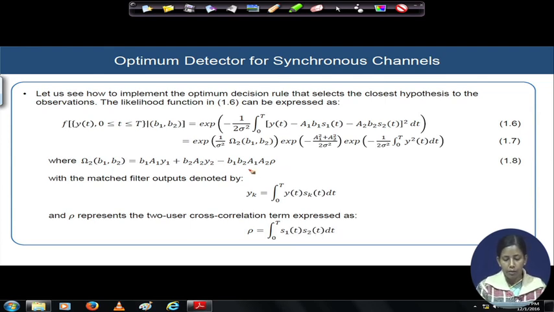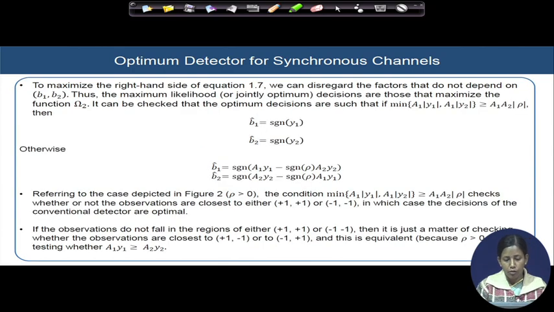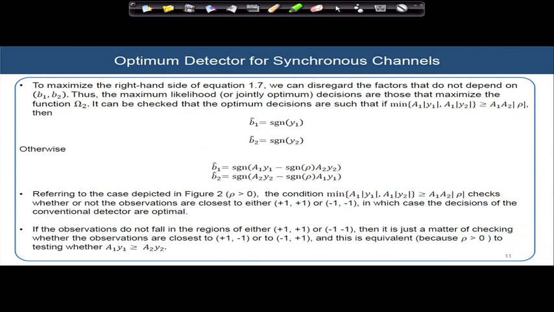and the matched filter output is denoted by this expression, y k equal to the integral from 0 to T of y t s k t, and rho represents the cross correlation of the two signature waveforms. So, these are the symbols used inside expression 1.7, and with this explanation of all the symbols, on the right side of 1.7 we can disregard the factors that do not depend on B1 and B2.